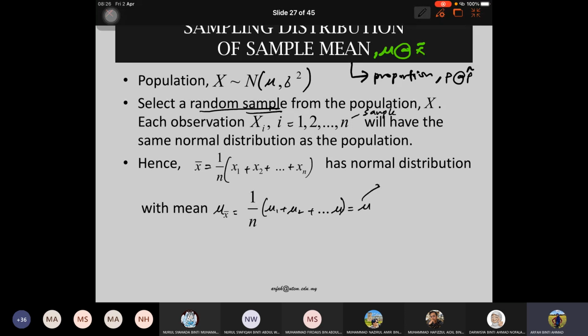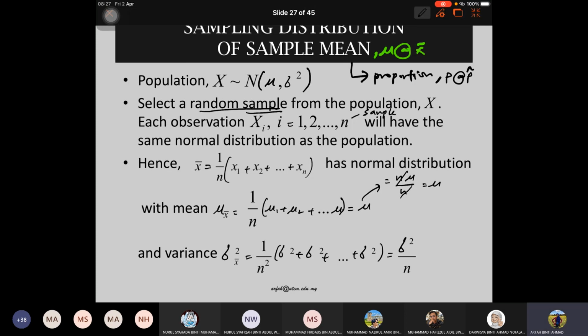Because this will become N mu over N, so it will be equal to mu. Meaning that the sample mean will be equal to the population mean as well, equal to mu. And the variance, sigma squared of X bar, will be equal to 1/N squared, sigma squared 1 plus sigma squared 2 up until sigma squared N, equal to sigma squared over N.